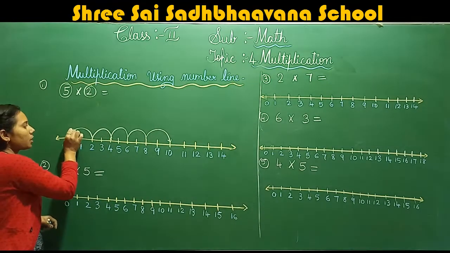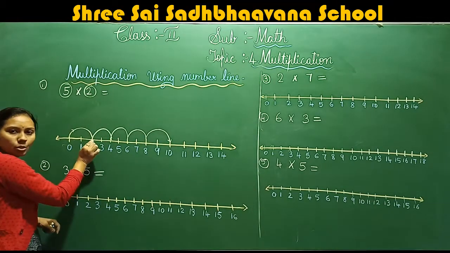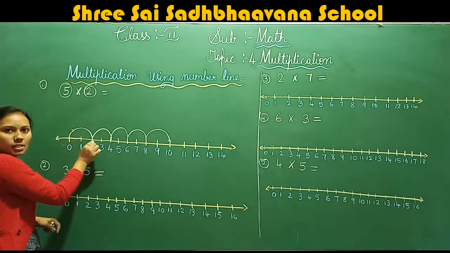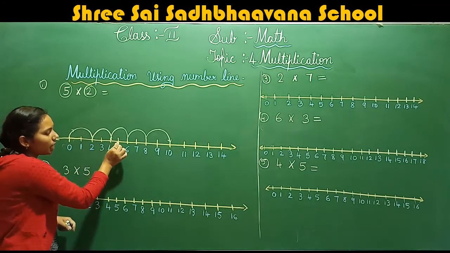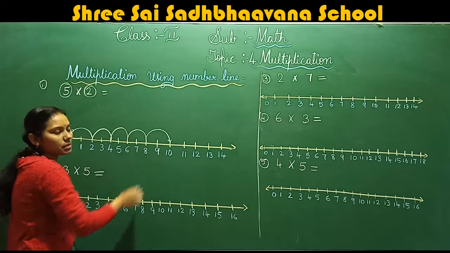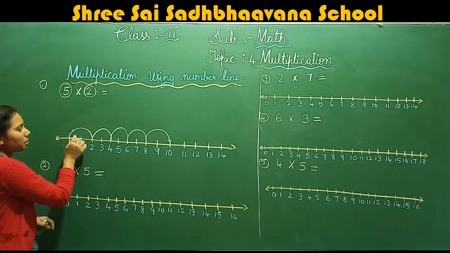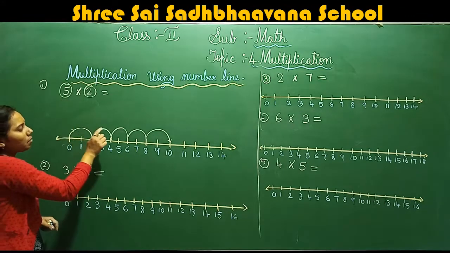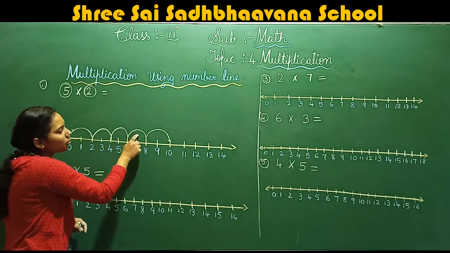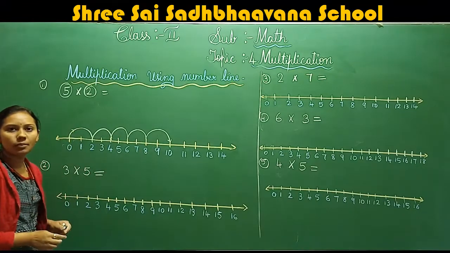Okay, we are starting from 0. 0 to 2, that is 2 steps. Again 3, 4, 2 times. Again 2 times. Again 2 times. Like that, we are going to jump the numbers. That is 5 times. Okay, 1 time, 2 times, 3 times, 4 times, 5 times.